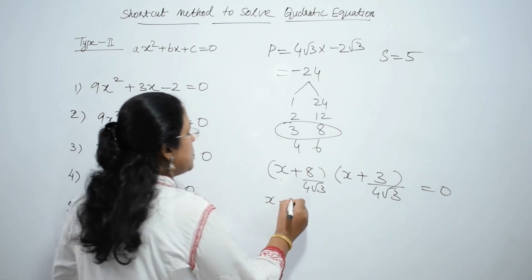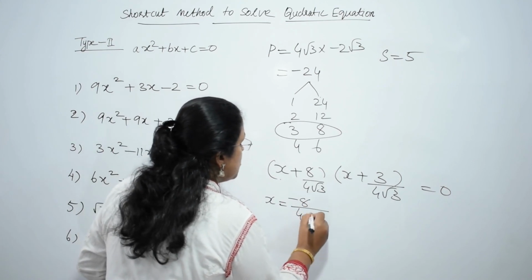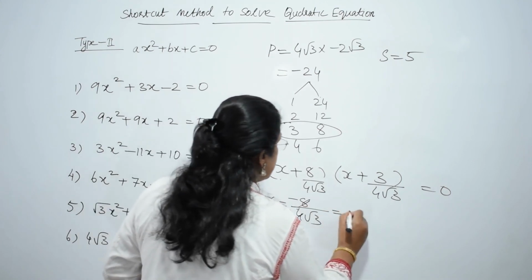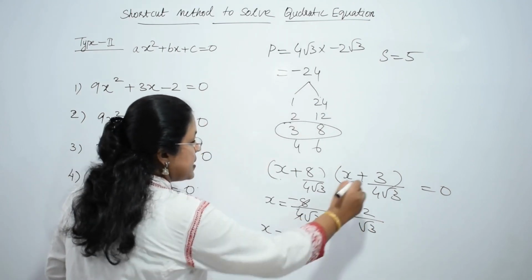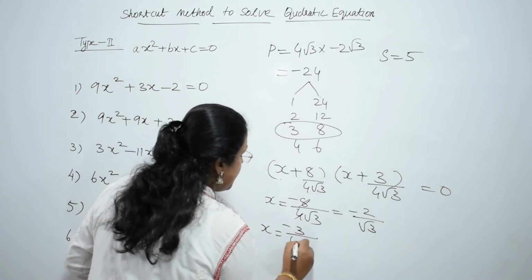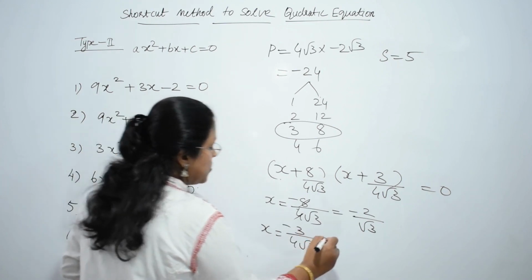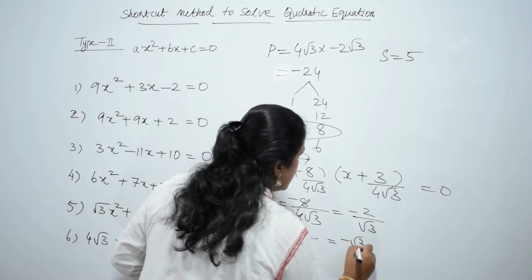X is equal to minus 8 upon 4 root 3. Cancelling 4 we get minus 2 by root 3. Next x is equal to minus 3 by 4 root 3. Cancelling root 3 we get minus root 3 by 4.